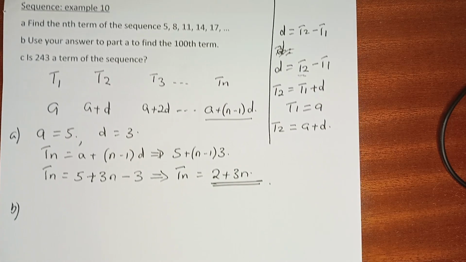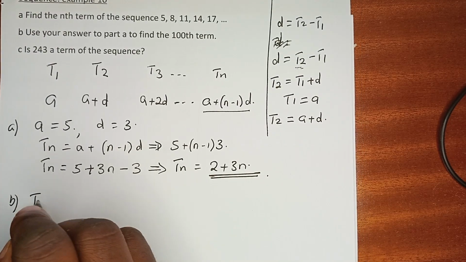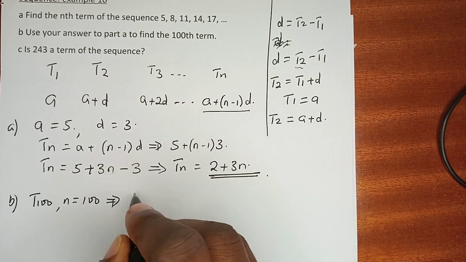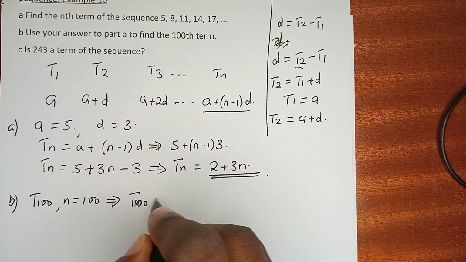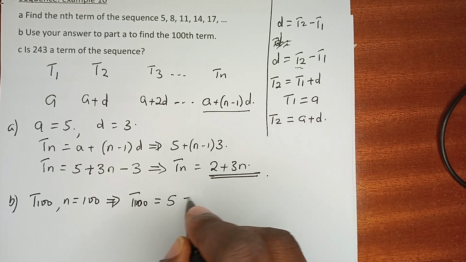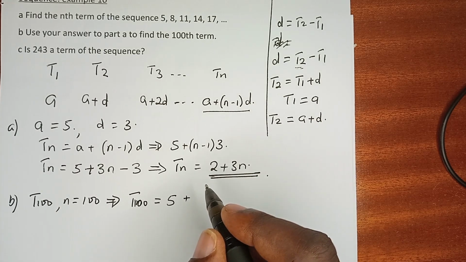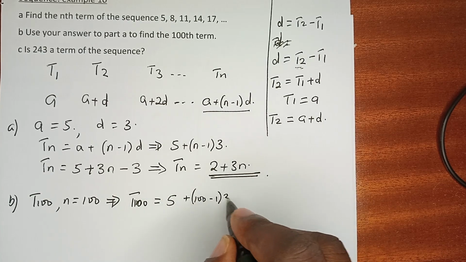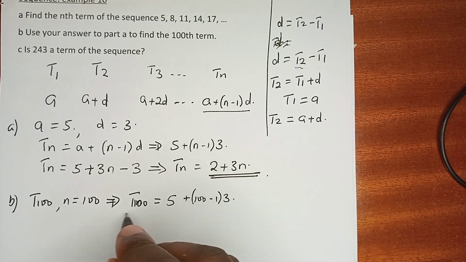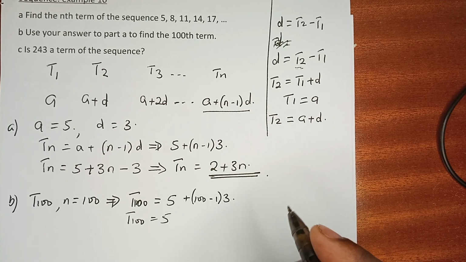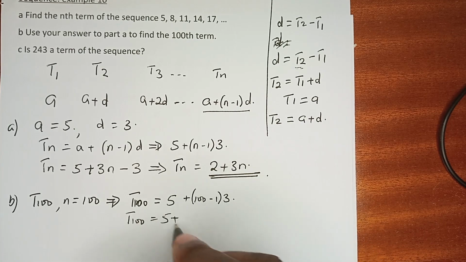And let us look at it. Term 100, in this case, n is 100 because that is the position. So for term 100, we are going to have A, which is 5, plus, now we know the value of n, which is 100, 100 minus 1 multiplied by the common difference. It goes without saying that term 100 is 5 plus 99 multiplied by 3.